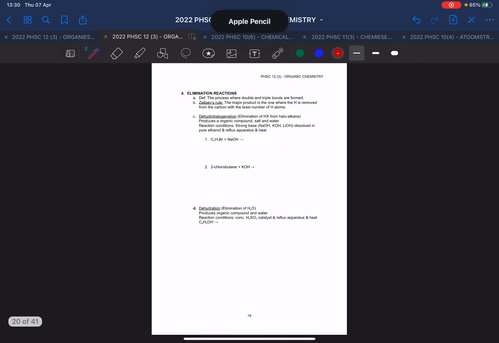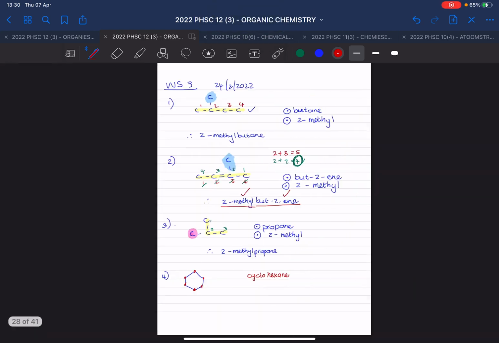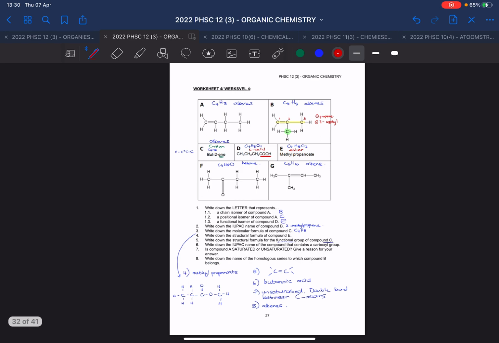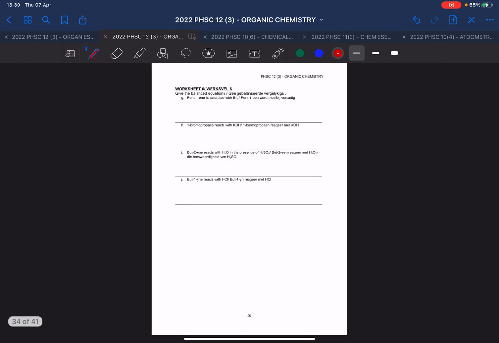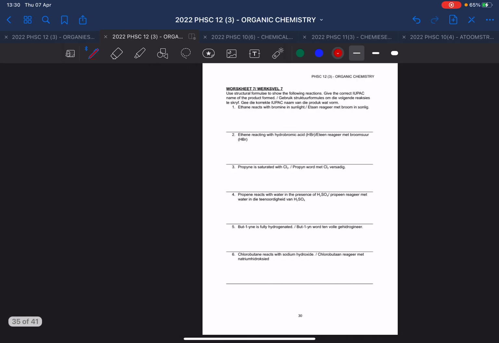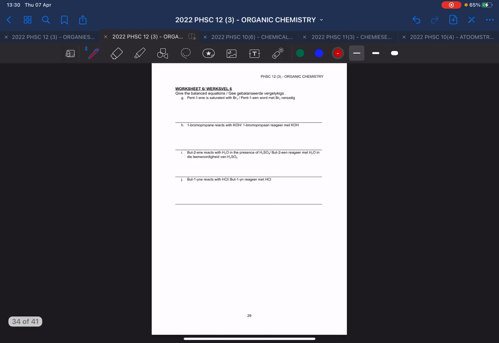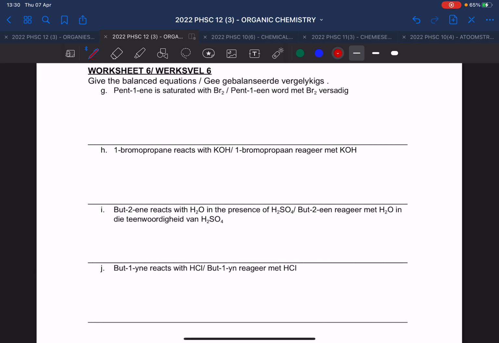Alright, so now grade 12. Before we go on, we're going to start with your homework, and if we don't finish, then it's homework. Your homework will be page 29 and 30. Okay, so we're going to start with 29. 30 is the same type of exercise. We must complete these reactions with structural formulas.